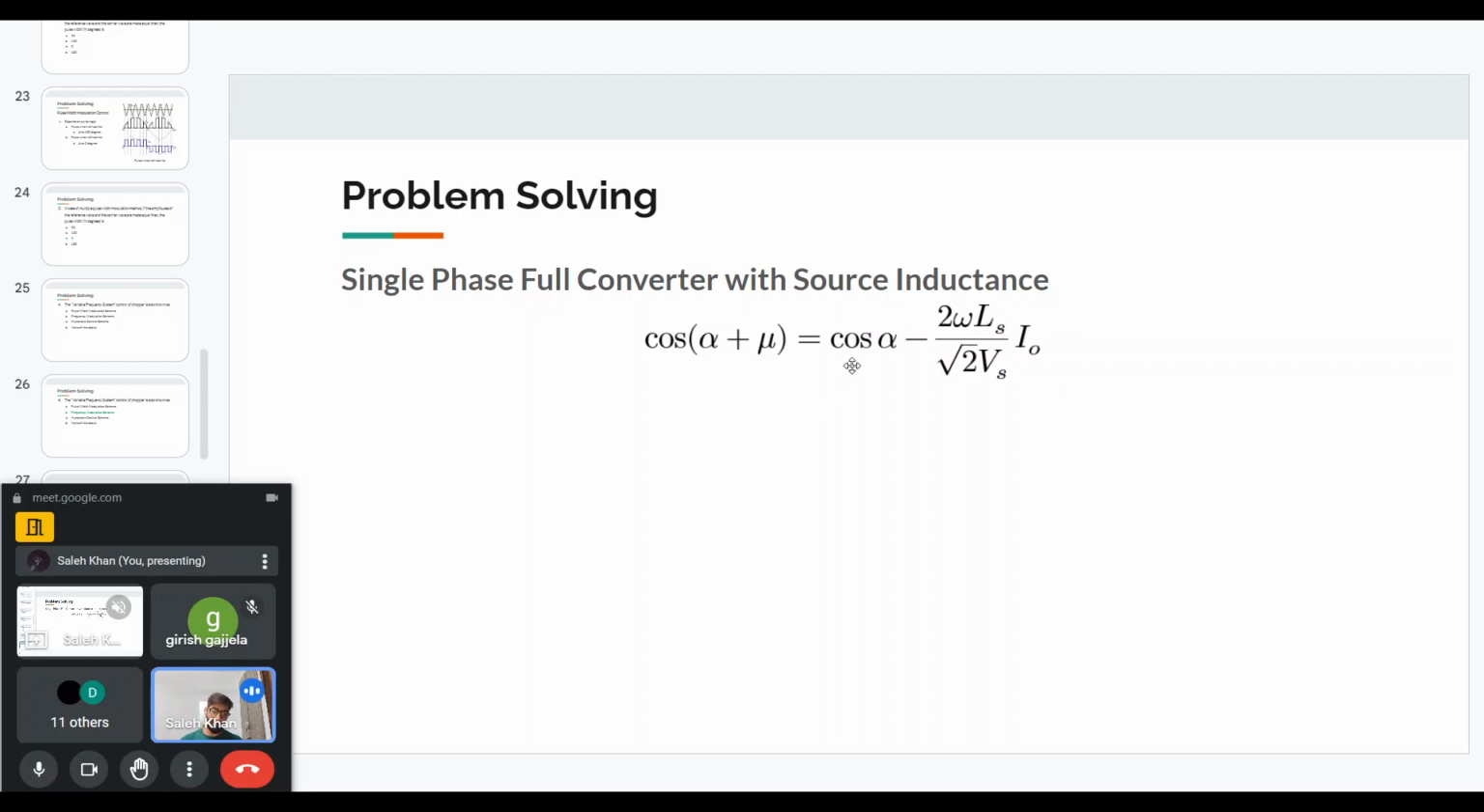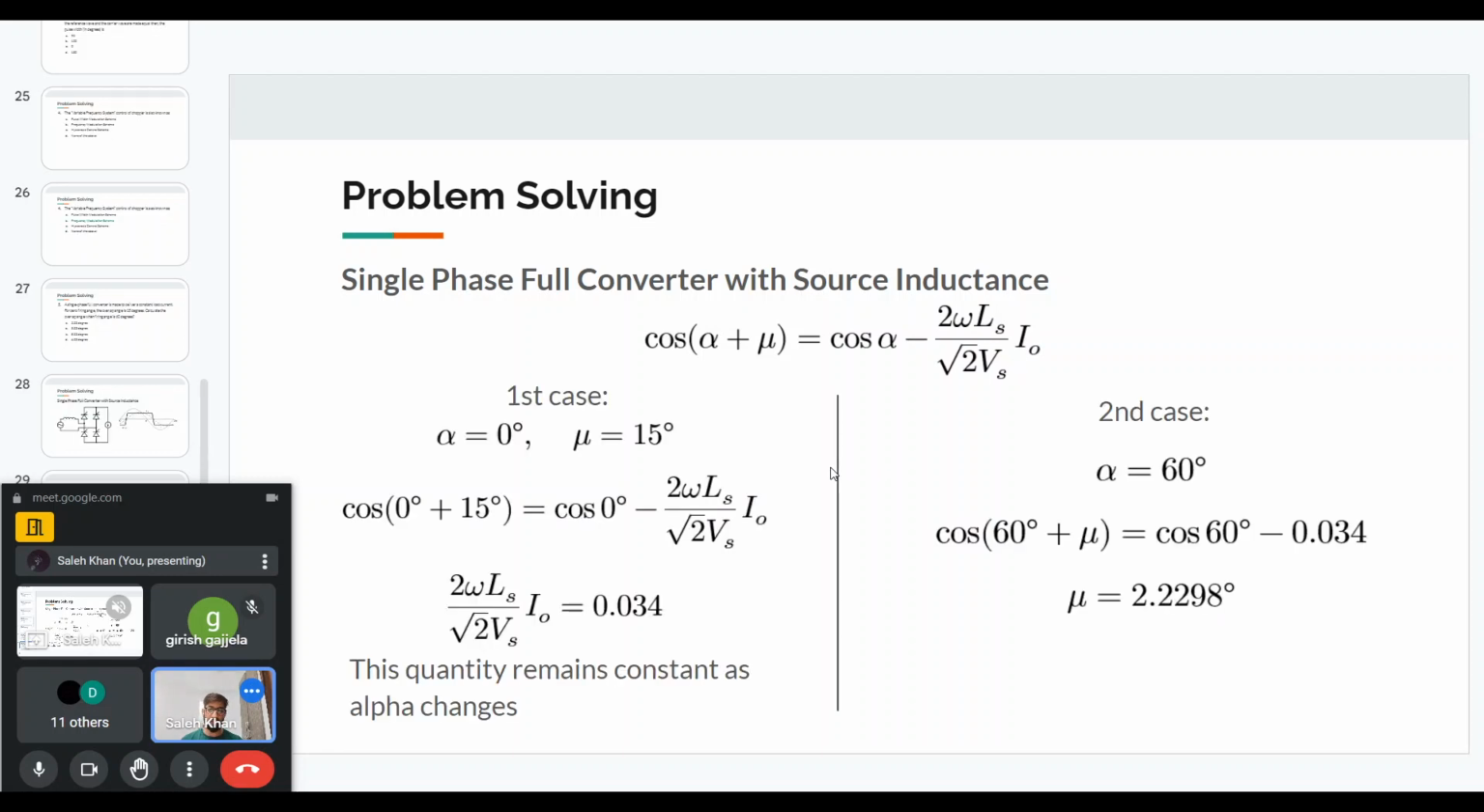We are not given the other quantities. But you can also see that the other quantities, we are told or we understand that they will not change. By changing alpha, we cannot change the source inductance. The supply voltage will not change. And we are told that it is feeding a constant load. So if we change alpha angle or mu angle, then the load current will also not change.